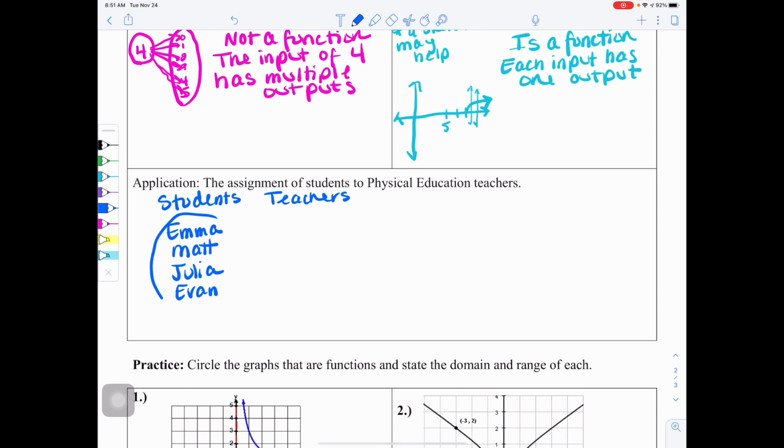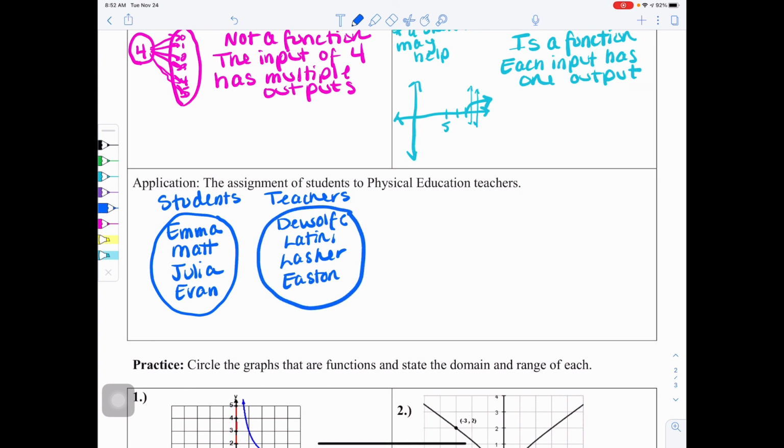And then we'll think about our teachers for PE. We have Mr. DeWolf. We have Latini, Lasher, and Easton. So then, if I asked Emma who they have for a teacher, let's say Emma has Mr. DeWolf. If I ask Matt, Matt might say Mr. DeWolf. If I ask Julia, she says Lasher. If I ask Evan, Evan says Easton. So here's a diagram of what would happen.